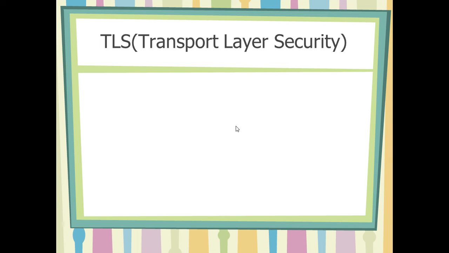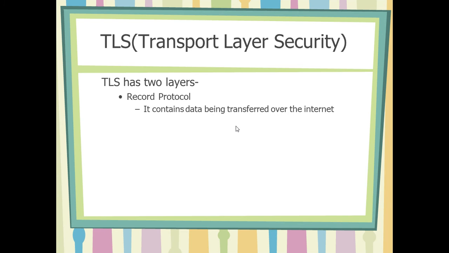There are two layers in TLS: a record protocol and a handshake protocol. So this TLS has got two layers. The first layer is called the record protocol. This layer contains all the data that is being transferred over the internet. This part of communication can be used with or without encryption. So these are the two features of the record protocol.